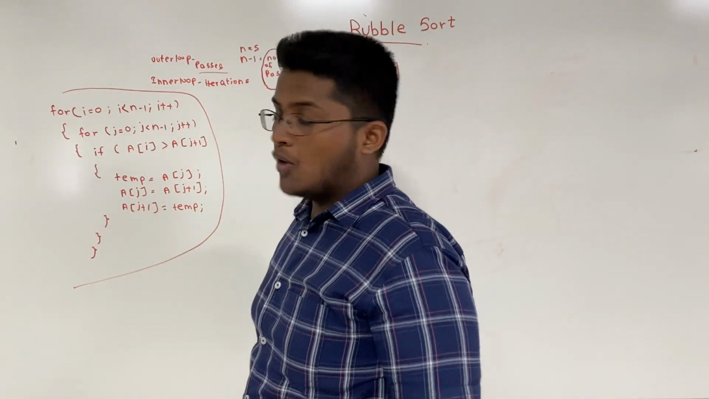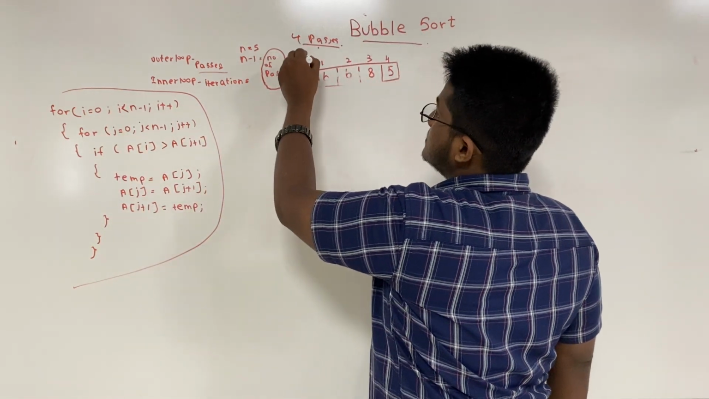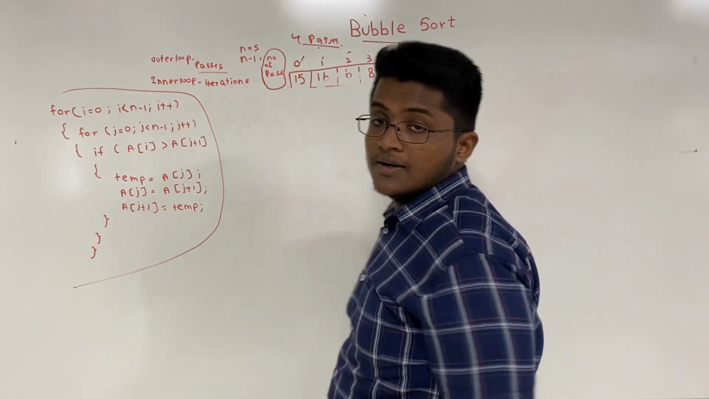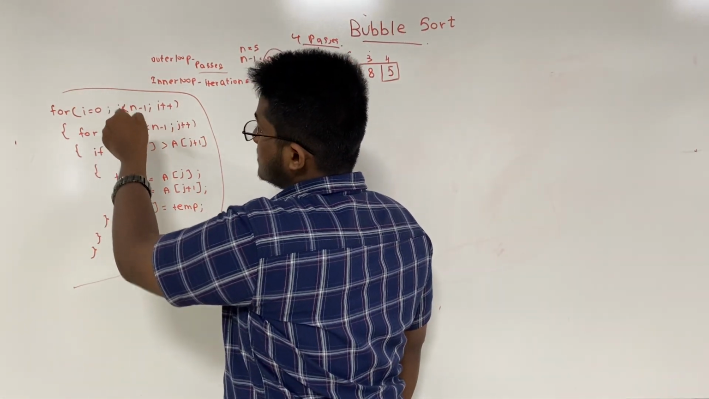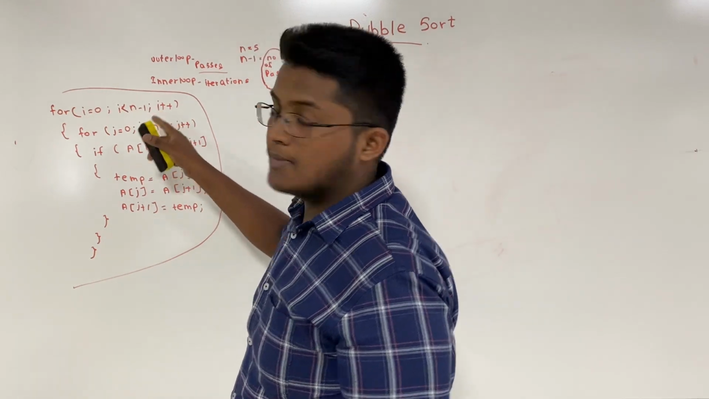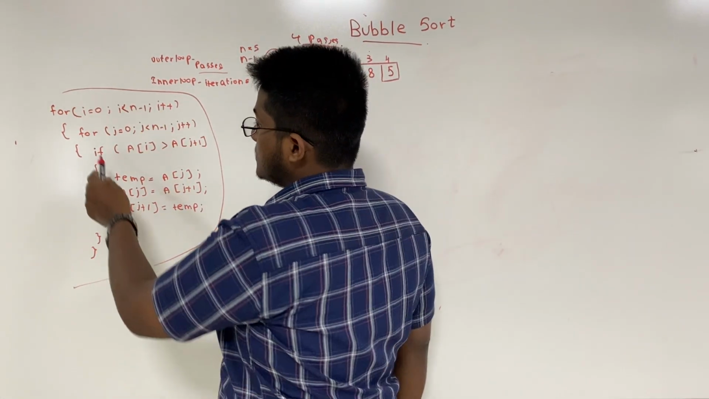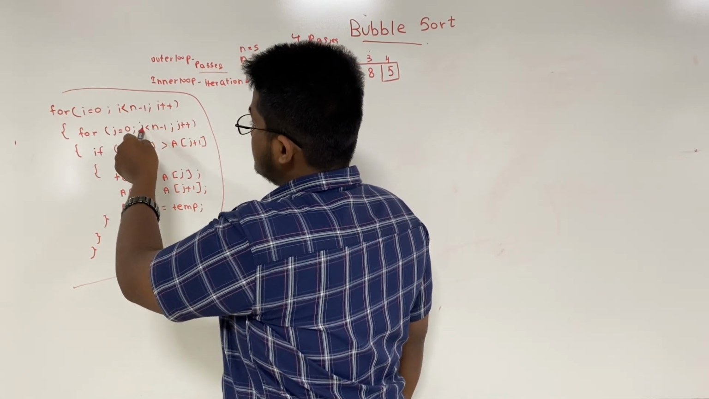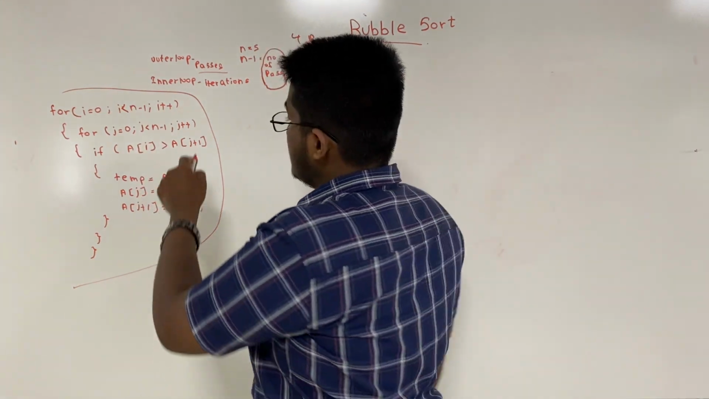So now we have a for loop, and i is this. We are taking 0, 1, 2, 3, 4, right? Now i is equal to 0, and i is less than n minus 1. N minus 1 is 4. Then i plus plus. Then we are going to the inner loop, and j is equal to 0. j is less than n minus 1, and j plus plus.